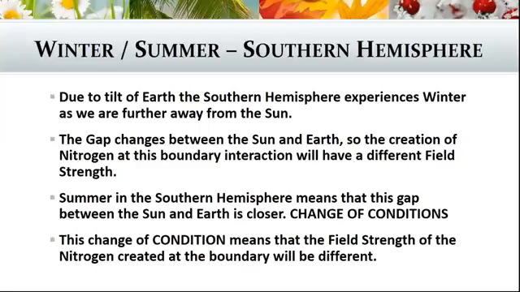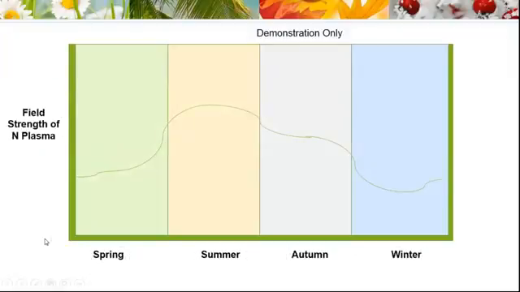Summer in the southern hemisphere means that this gap between the sun and the Earth is closer, so we've changed the conditions, and this change of condition means that the field strength of the nitrogen created at the boundary will be different. So every time this position between the sun and the Earth changes, we change the condition, and that means the field strength of the nitrogen which is originally created will be different at this boundary all the time. What I've done here is just for demonstration purposes.